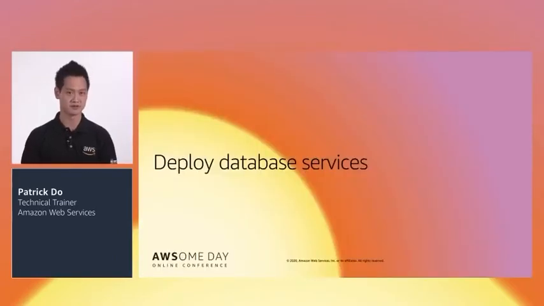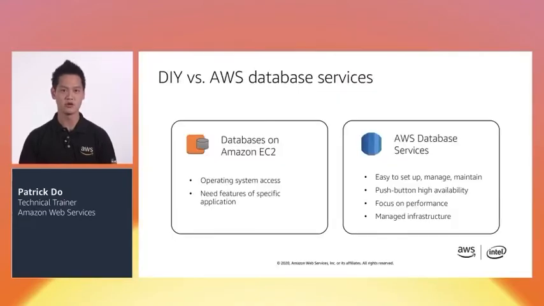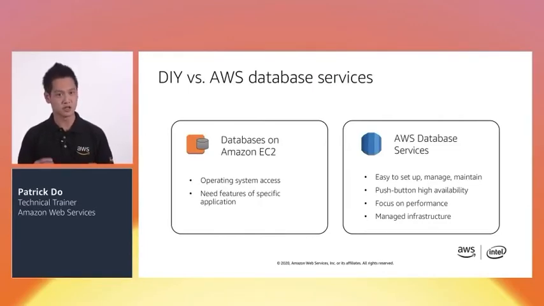Deploying database services. Do it yourself versus AWS database services. There are 2 main ways to run databases in AWS. You can provision and configure an Amazon EC2 instance in which you're responsible for the scaling, high availability, and maintenance of that resource. Or you can simplify it by using a managed database service in which AWS manages the scaling, high availability, and maintenance for you.